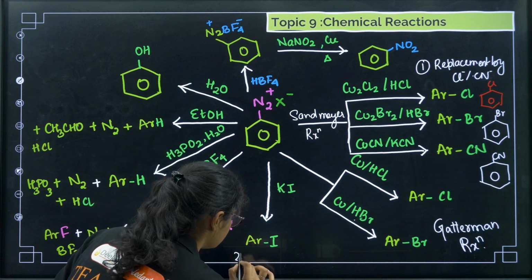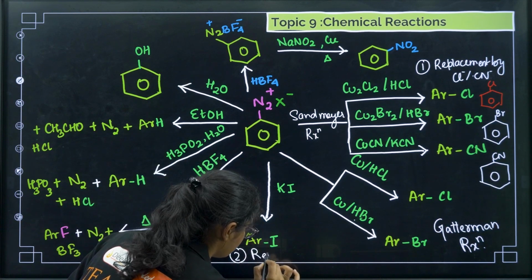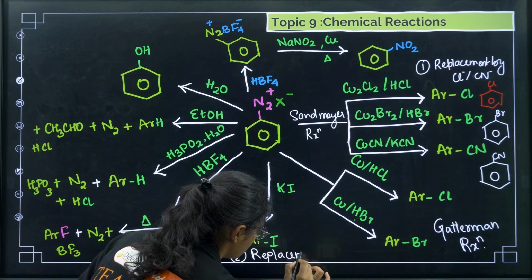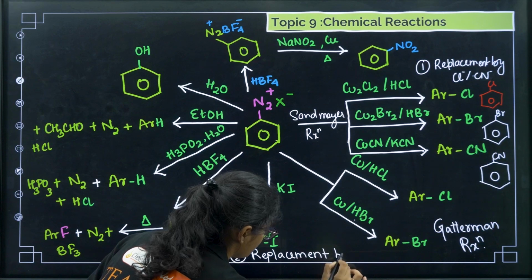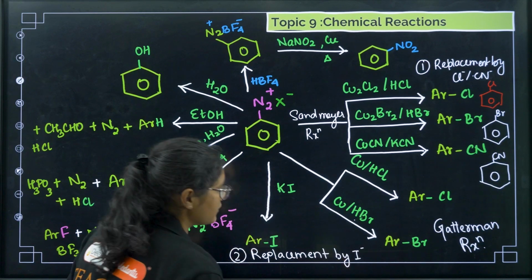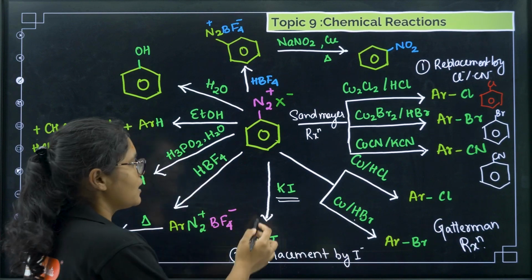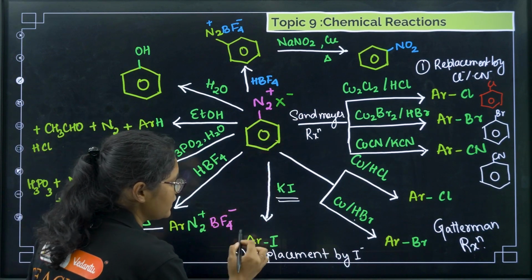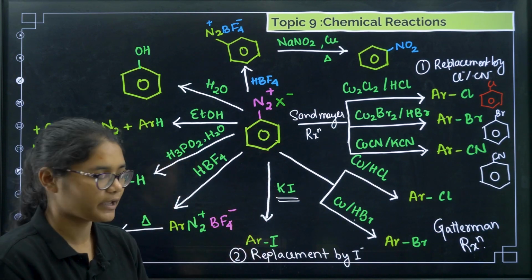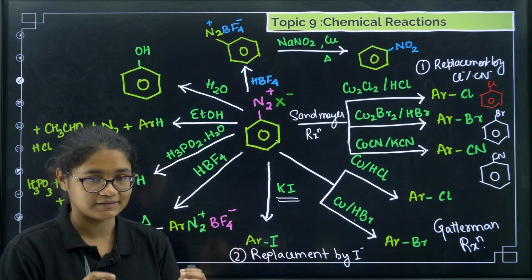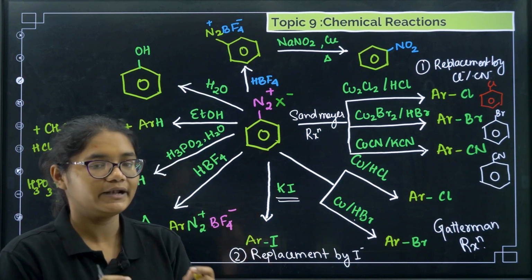Next one was fluorine or iodine. So second one is replacement by iodine. What you have to do, very easy, just treat it with KI. So I will replace here and N2 will go and we'll get iodobenzene here. So for replacement by iodine we need KI.